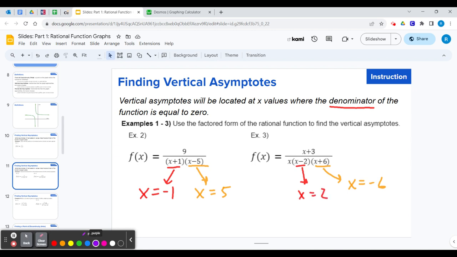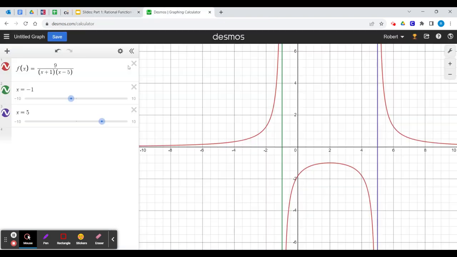And this last one here is tricky, but also not. If we just have an x and it's not being added or subtracted by anything, the value that's going to make it 0 is simply 0. We're also going to have an asymptote at x equals 0. Now, let's put this into our Desmos, see what that looks like.